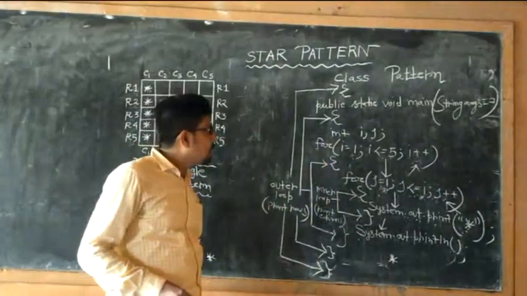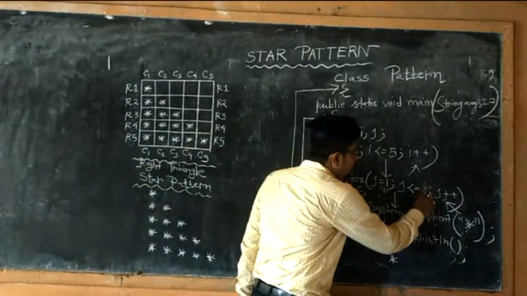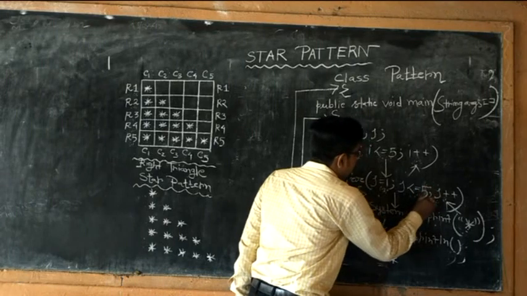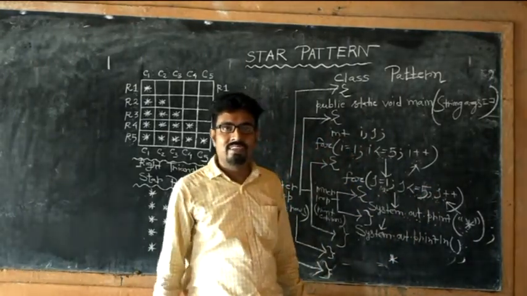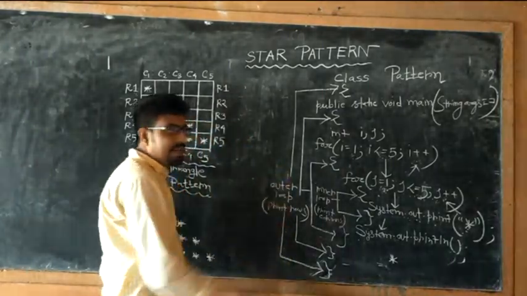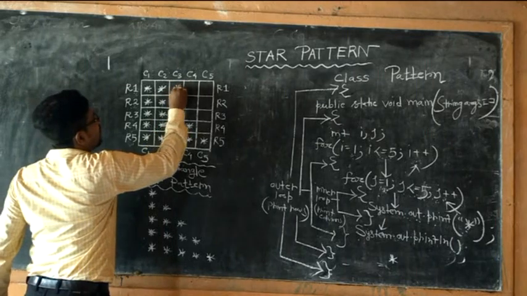If instead of i, I write and put here 5, j equal to 1, j less than or equal to 5, then what will we have? Then students, it will print the full square pattern with the star.